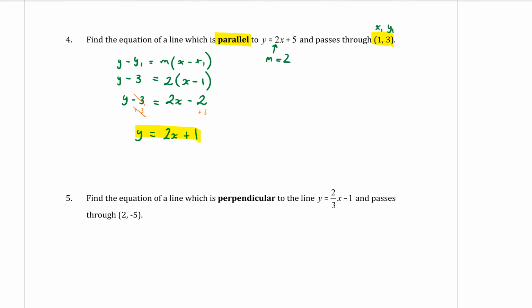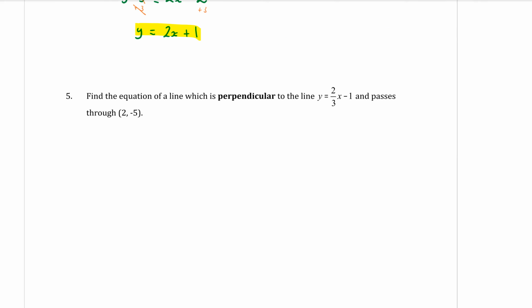Question 5. Find the equation of a line which is perpendicular to y equals 2 over 3x take away 1, and it passes through the point 2, negative 5. So very similar to question 4, except we're doing perpendicular instead of parallel. Like we did last time, I'm going to start by getting the gradient from here, and I am going to have to call that an M1, because that would be the gradient that is parallel. If I was doing parallel, like in question 4, that would be the gradient that I would use. But this time I want the gradient that is perpendicular. So I want to find the M2.